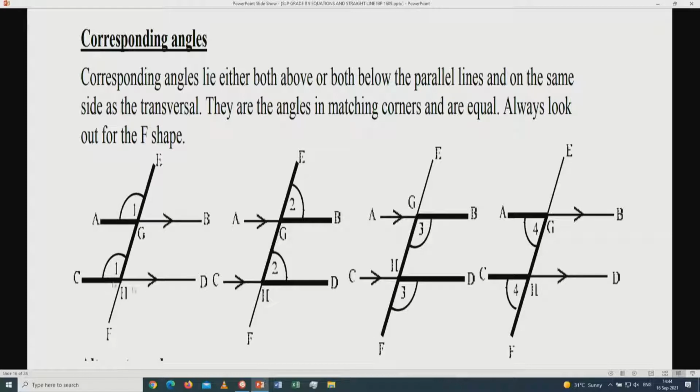Above this line, above this line. But again, check on the same side of the transversal. Above this line, which is parallel to this line, but check on the right of the transversal. Above this parallel line and this one, on the left side of there. So it's just a position. Where are they positioned? That's what is important. Right here, they are both below these parallel lines, but on the right hand side of this transversal. This one below this parallel line, but on the left hand side.